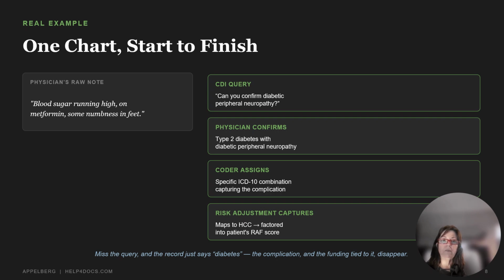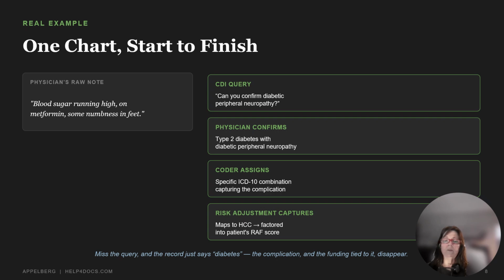Actually, that would not be a compliant query because we never want to lead the provider to the diagnosis. So instead, we might say something like, is there a diagnosis associated with the elevated blood sugar concurrent with the foot numbness? Leave that open-ended. Okay. So the physician confirms yes, provides that diagnosis, and documents it clearly. And the diagnosis is type 2 diabetes mellitus with diabetic peripheral neuropathy.